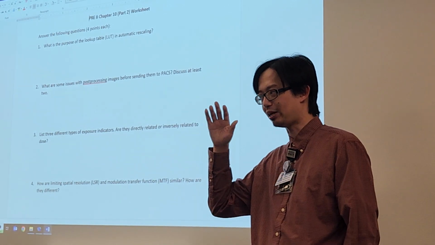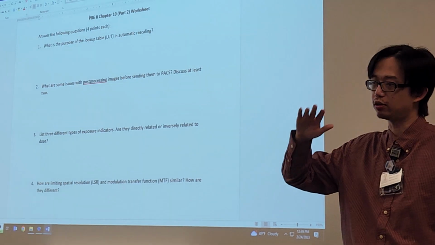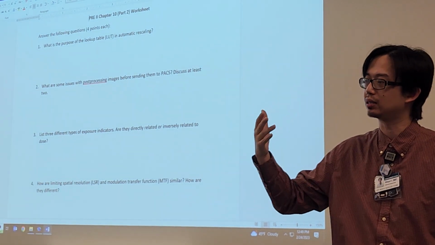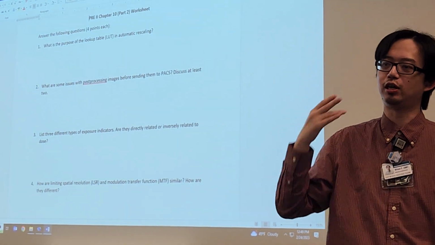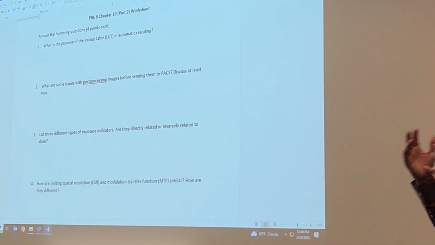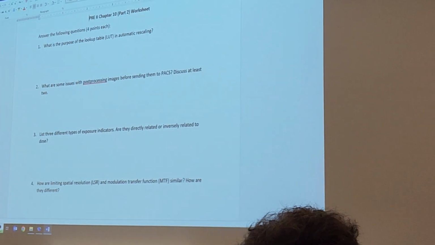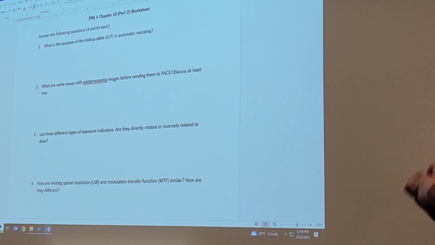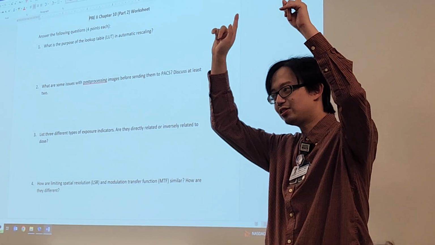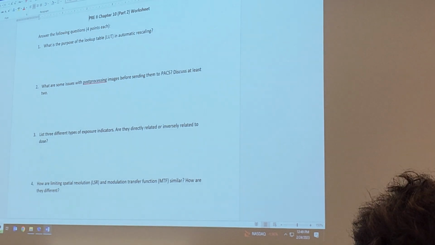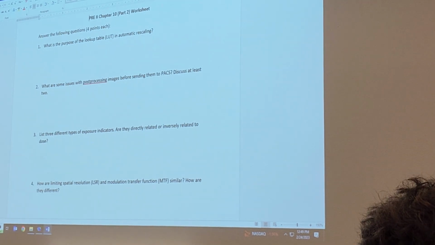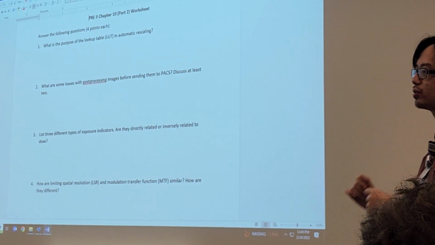All right. So less fogging means more what? Because fog does what to the image? Fog lowers contrast. Okay, fog lowers contrast, so less fog means more contrast. So more collimation means more contrast. Yes, so collimation improves your contrast.